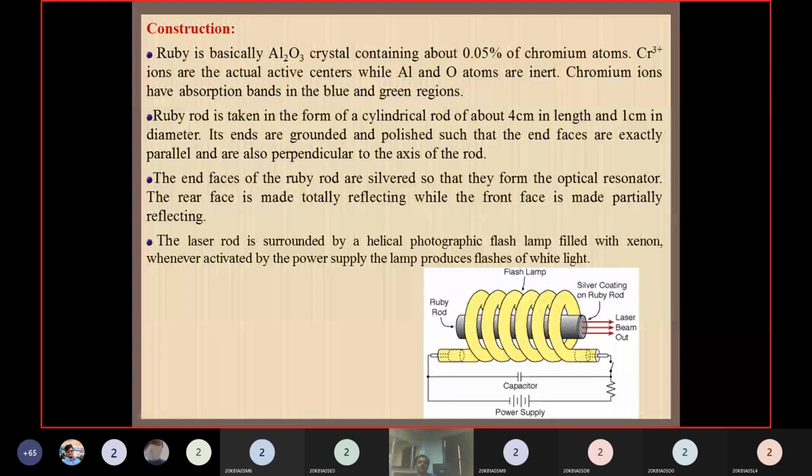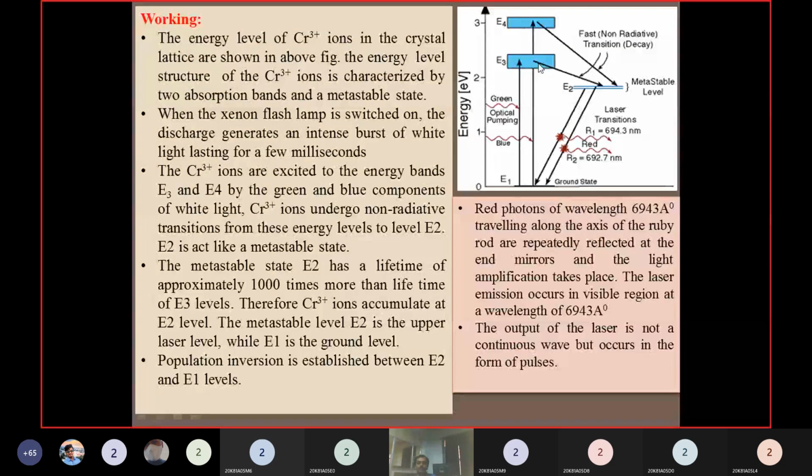Now the working. This is the energy levels of the chromium atoms. There are four energy levels: E4, E3, E2 and E1. E4, E3, E2 are involved in the lasing action. That's why we call this a 3-level laser system. Whenever the chromium absorbs the light, those atoms go to the excited states E3 and E4. When it absorbs the green light, it goes to the E3 level. When it absorbs the blue color, it goes to the E4 level.